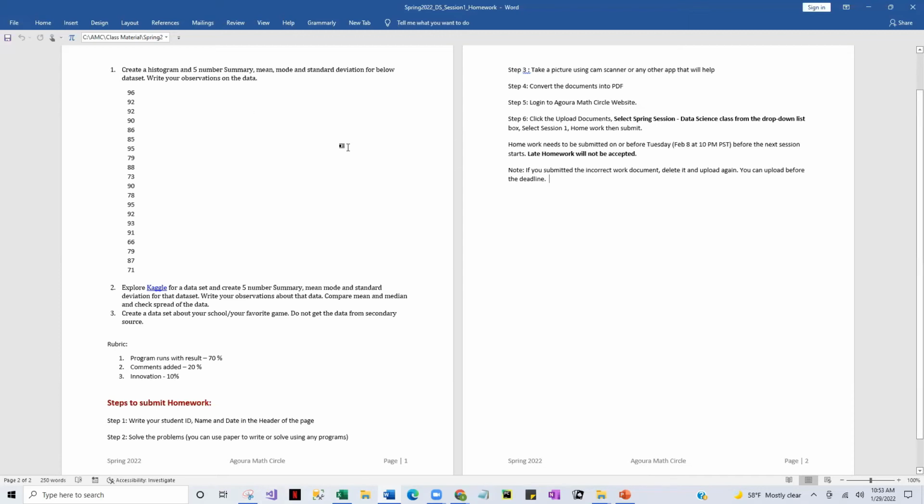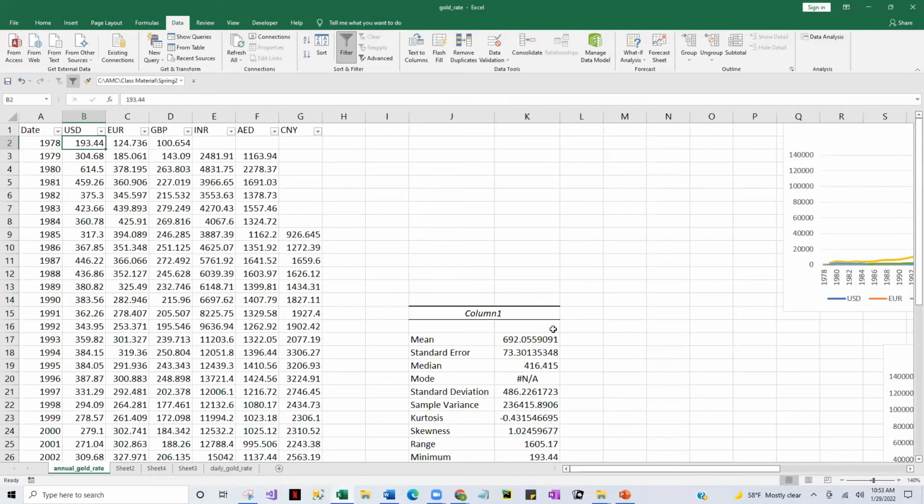Any questions on the homework? We will be talking about the histogram and the 5-number summary, and we are going to talk about how I got this. I'm going to talk about it. But do you have any questions on the homework?